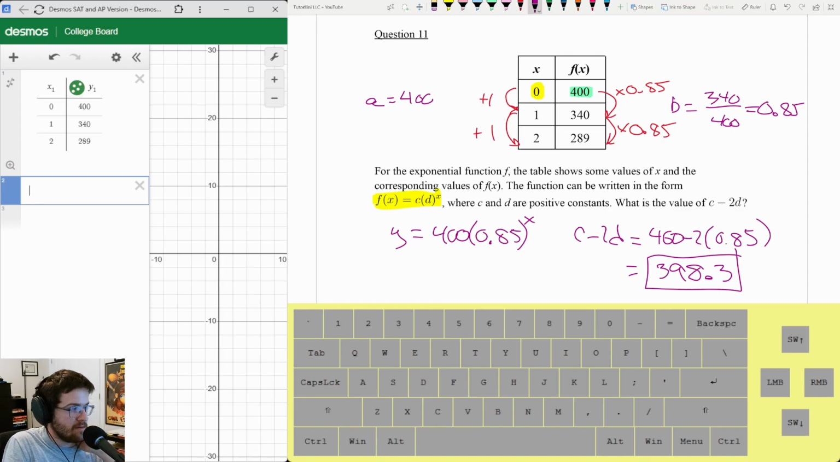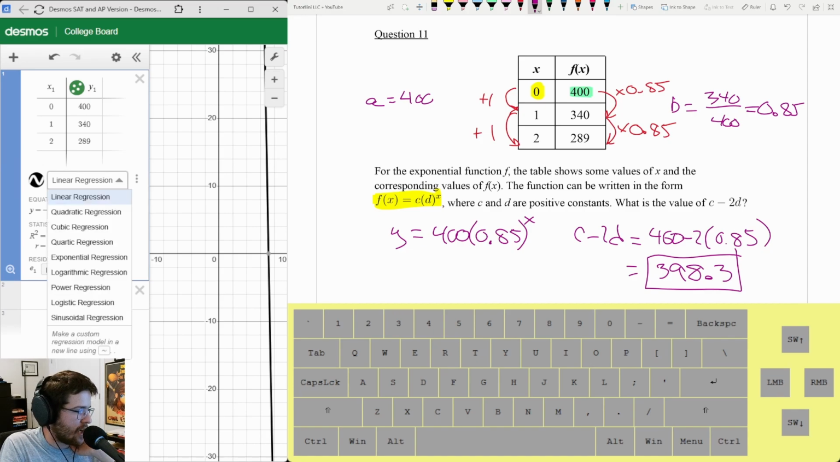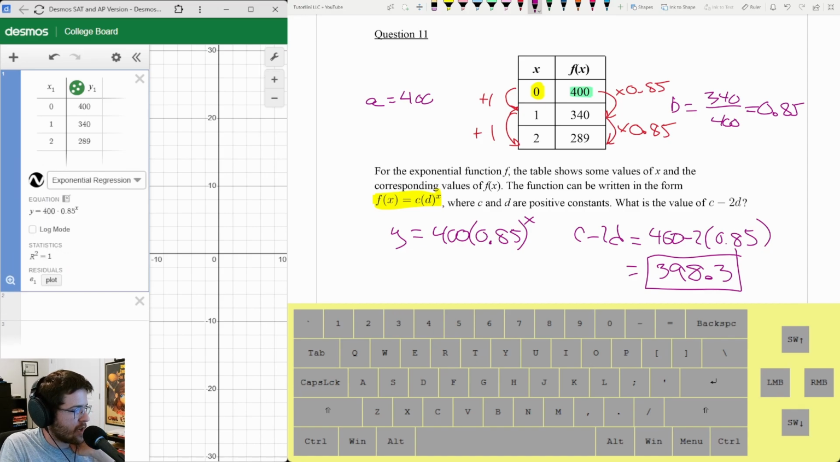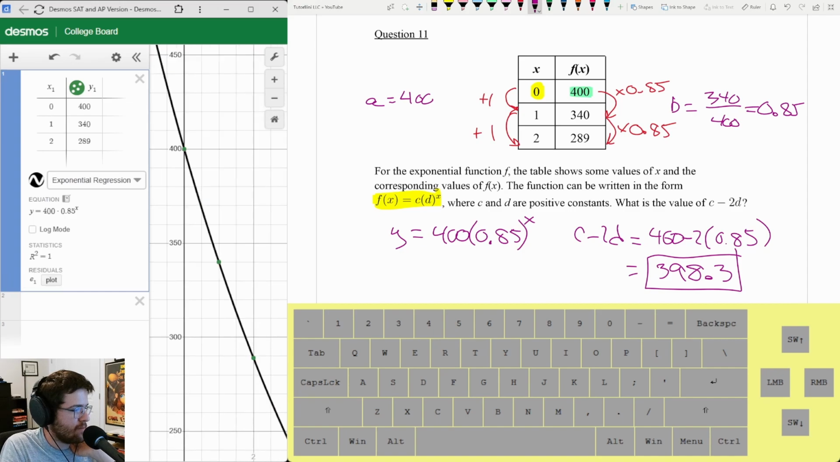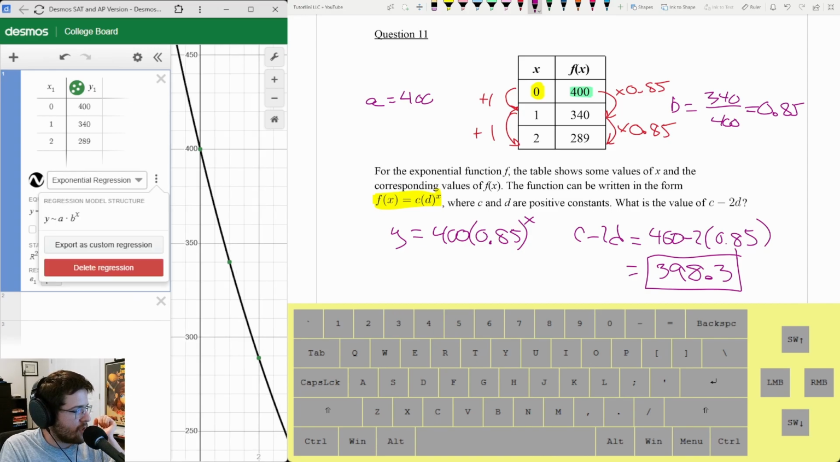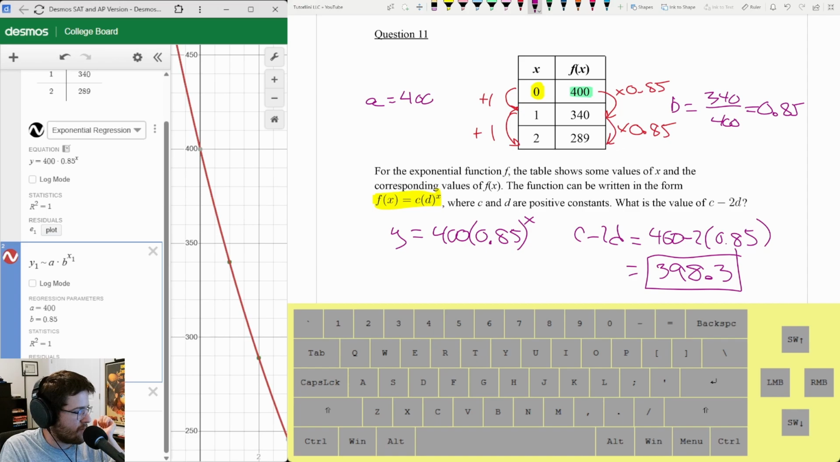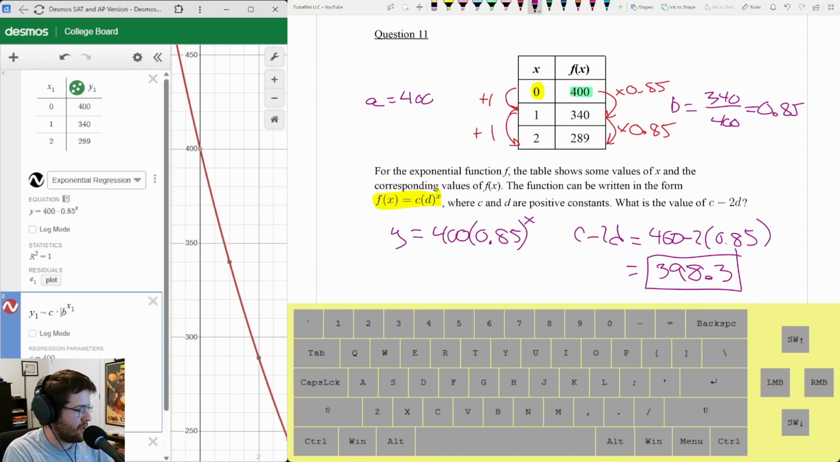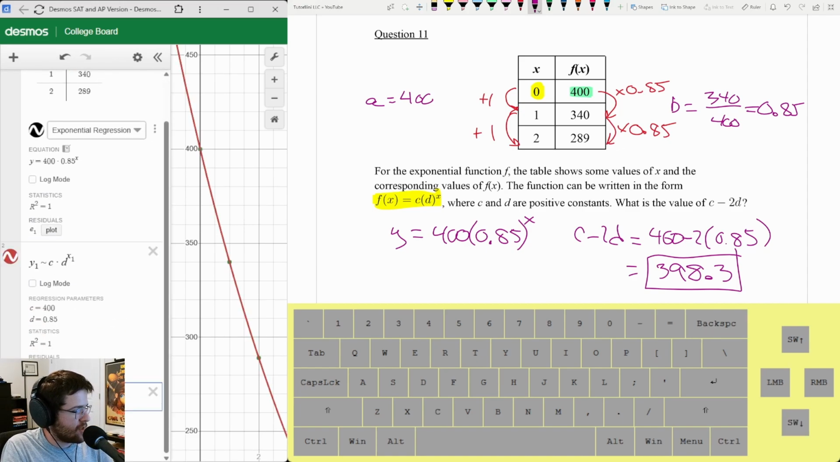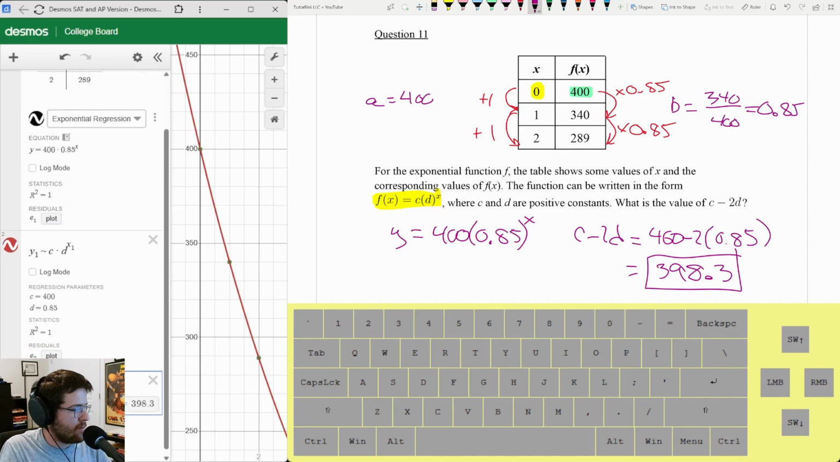Okay, so I made a table. Now I'm going to click on the regression key. I'm going to set it to exponential regression. And then I'm going to click on the magnifying glass to zoom out. I can already see that it's 400 times 0.85 to the x, so I can already see that it's C, but how about I export? And if I wanted to, I could change this to C and D. And I can do C minus 2D. And I get 398.3. The fraction would not fit in the Blue Book app, so we have to go with the decimal. It's 398.3.